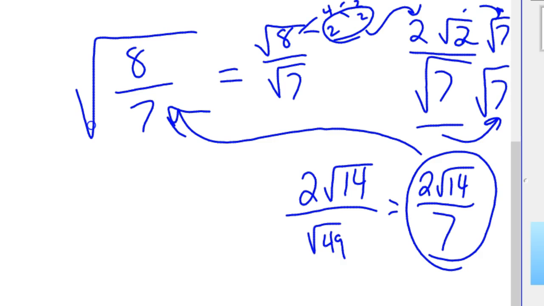So that's some general stuff with radicals. I hope it helps, and I'll see you next time.